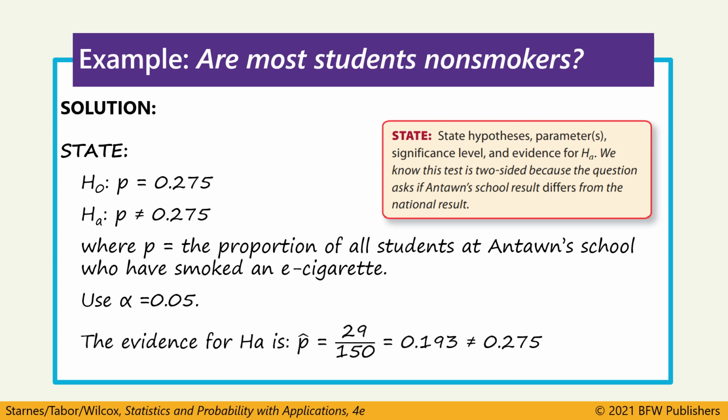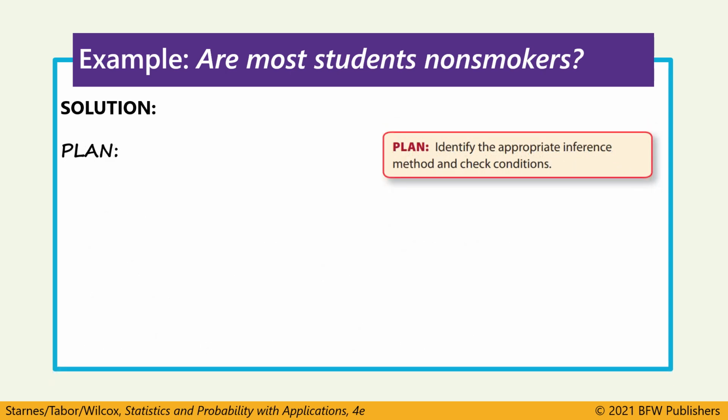And we have our evidence for the alternative. 29 out of 50 is 0.193. That's not equal to 27.5%. We're going to complete a one proportion z-test or a one sample z-test for P. Those are the same thing.